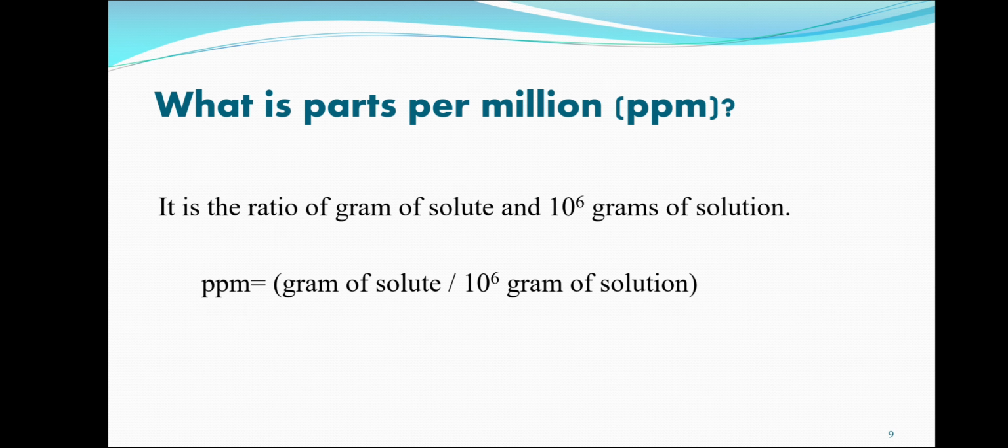Now, what is parts per million? That is ppm. It is the ratio of gram of solute and 10 to the power 6 grams of solution. It can be expressed as ppm equals to gram of solute divided by 10 to the power 6 gram of solution.